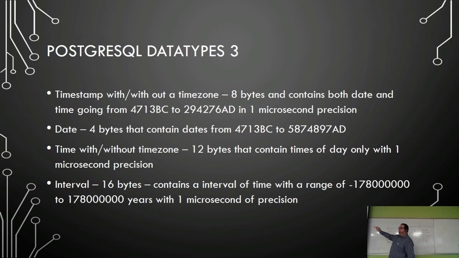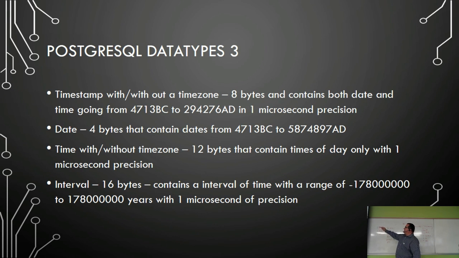It'll contain dates from 4713 BC to the year 294,000 in 1 microsecond increments. So it's precise to a millionth of a second. It's actually fast enough to be able to differentiate two transactions happening at the same time on the database server. It's that precise.